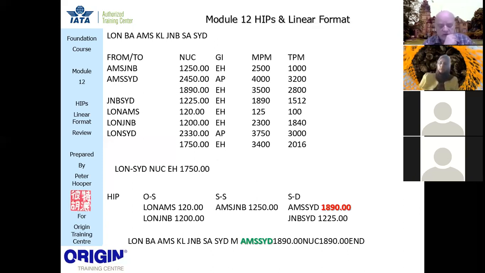Now, you're probably saying to yourself, why do I have to know this? I don't calculate fares.